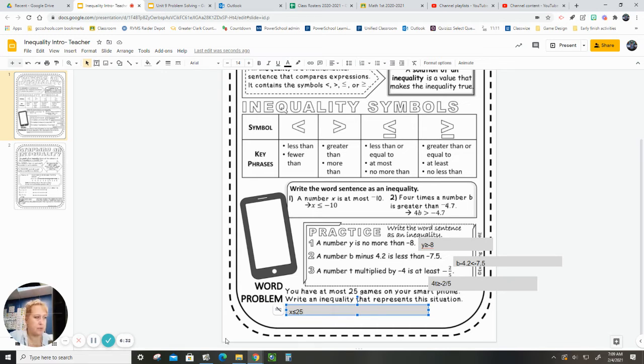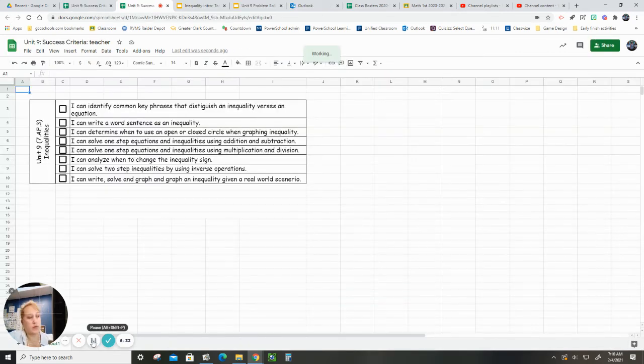Let's review that. Okay, so we are just now beginning Unit 9, and the skills that we're working on is learning about inequalities, which is the standard 7AF, algebra functions 3. So the first thing that we want to make sure that we can do is I can identify common key phrases that distinguish an inequality versus an equation. So we have introduced that.